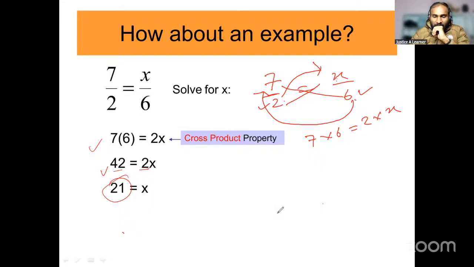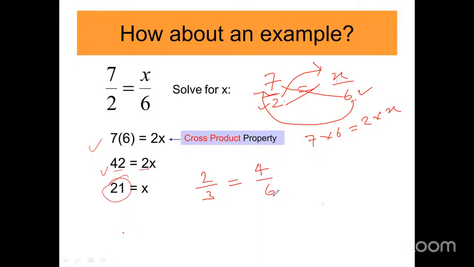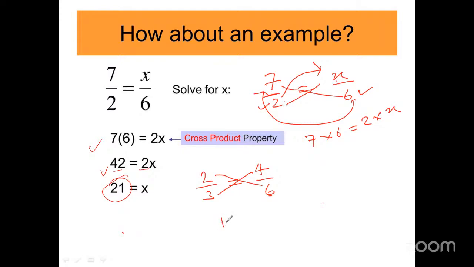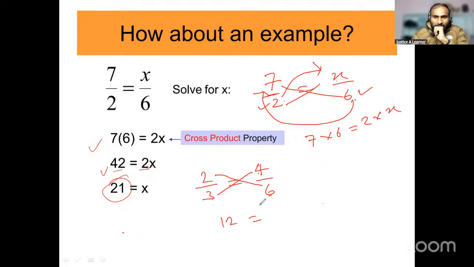Try to understand one more time. 2 upon 3 is equal to how much? 4 upon 6. Is that true? And I need to do this. Cross multiplication would be equal, that's what we understood earlier. So this would be multiplied with what? 6 would be multiplied with what? 12. So it would be 12. And then this would be what? 12. So that is always equal.